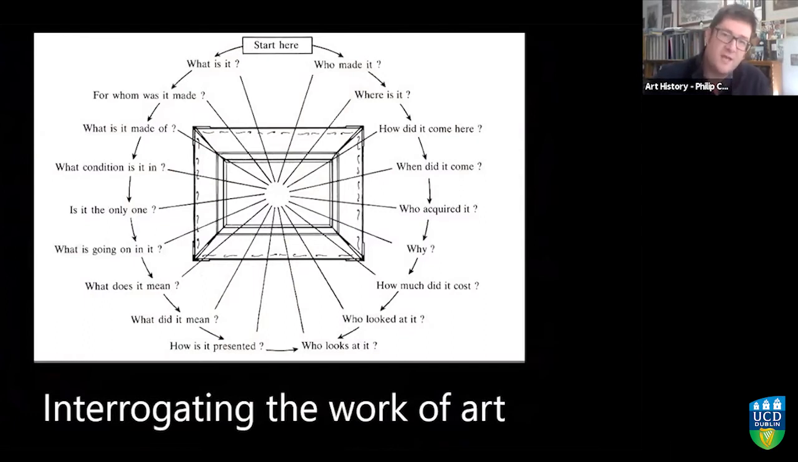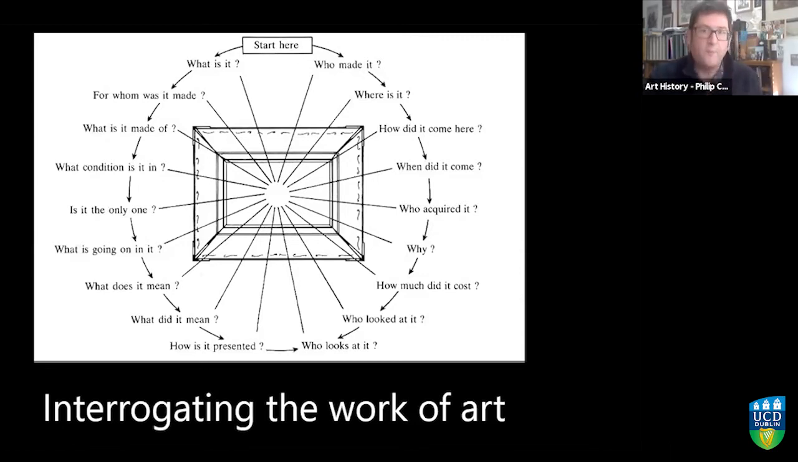And in terms of how the subject traditionally works and still does work to a large degree, what we do with a work of art is we interrogate it. An art historian is often like a detective sifting through lots of visual evidence, firing questions at a work of art in order to understand its significance, its origins, how it came to be here, why it was created.